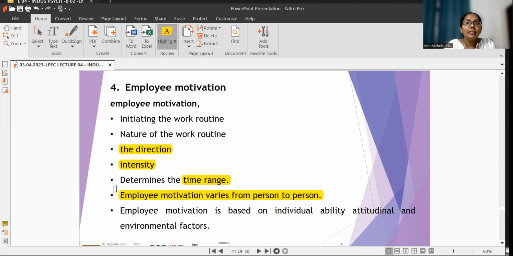That's why I have told you it's an internal process. That's why I have told you it's a cognitive process.